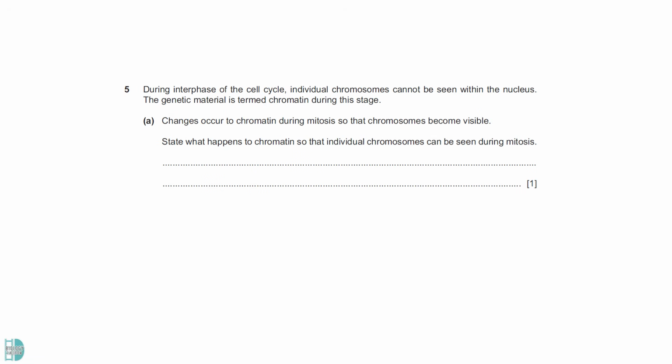5a. State what happens to chromatin so that individual chromosomes can be seen during mitosis. Chromatin coils or condenses to become visible. It occurs during the prophase of mitosis.